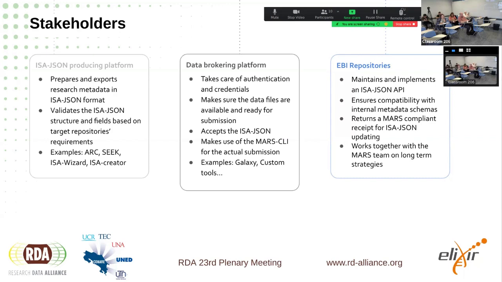Then as third and last, we have the EBI repositories themselves, and they will maintain an API endpoint that supports ISA-JSON. The important part here is that it is maintained by themselves, and they will also work closely together with us, so that we know when they make changes, and also the other way around, when we make changes in how the ISA-JSON needs to be interpreted, they are aware and can adapt their adapters accordingly. I will touch on that later. These repository endpoints will also return a standardized receipt.